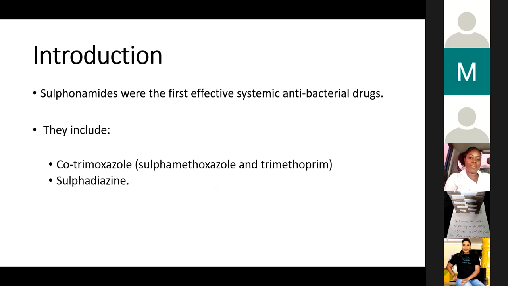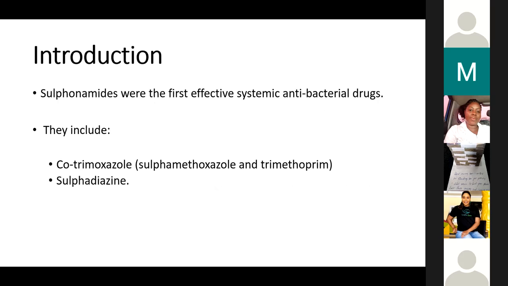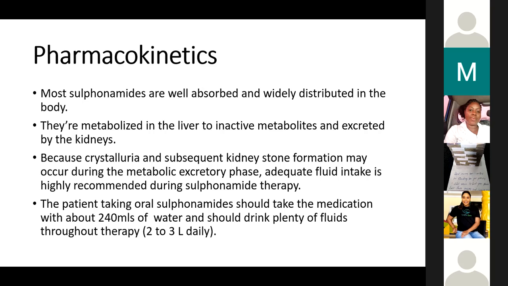Sulfonamides. So these are the sulfur-containing drugs. Straight away, I'd say that these medications should be avoided in patients with G6PD deficiency. The commonest that we know is Septrin, also known as cotrimoxazole, which is a combination of sulfamethoxazole and trimethoprim. And then we have sulfadiazine, which is used as SP in pregnant women. So most of the sulfonamides are absorbed well. They are metabolized in the liver.